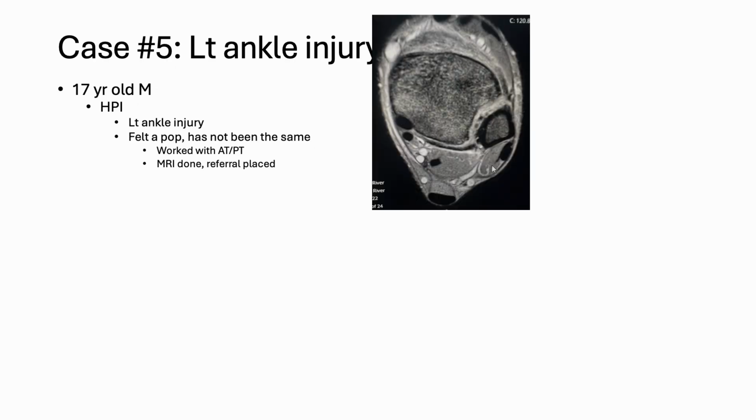He's a 17-year-old male athlete who comes in wanting to be a really big football player. He has done some PT, but he had a bad injury and is just not getting better. He felt a pop and has not been the same since. He's worked with AT and physical therapy. An MRI was done, and then they referred him after the MRI showed some damage.